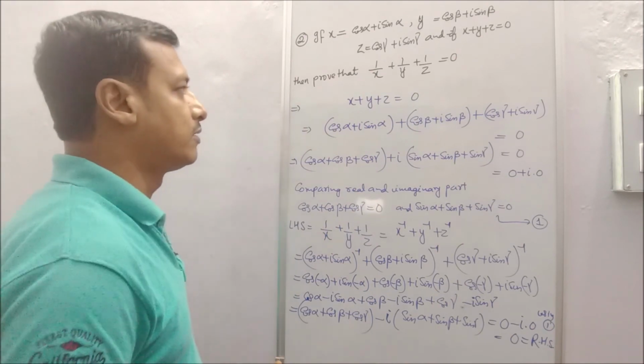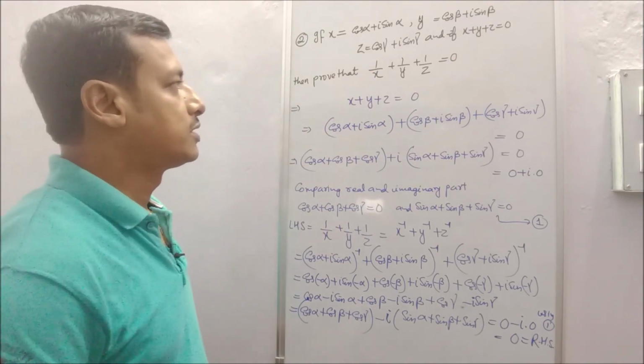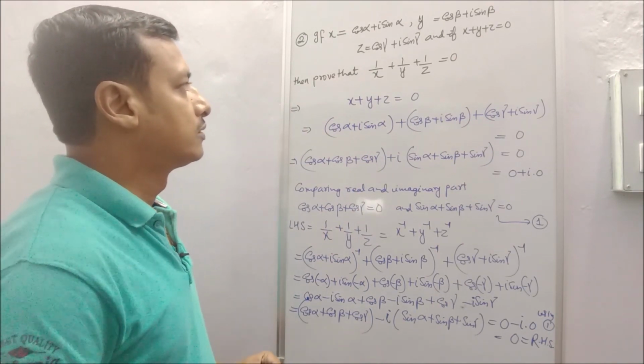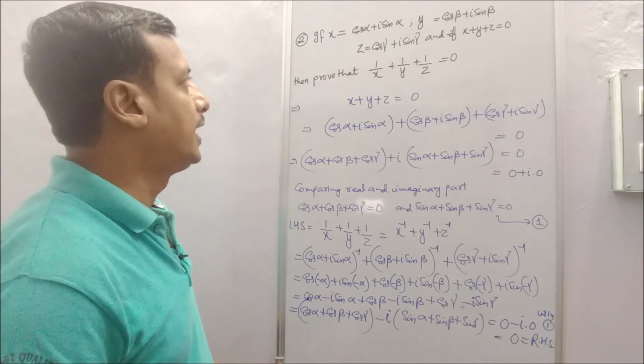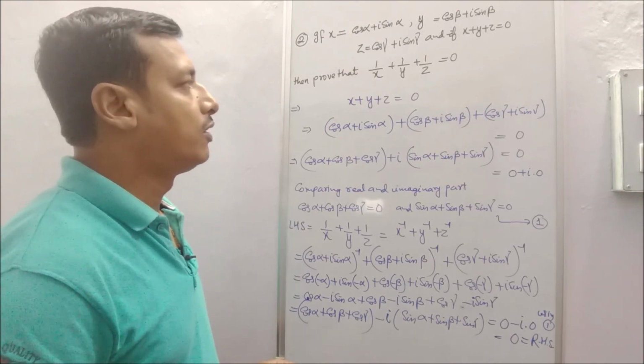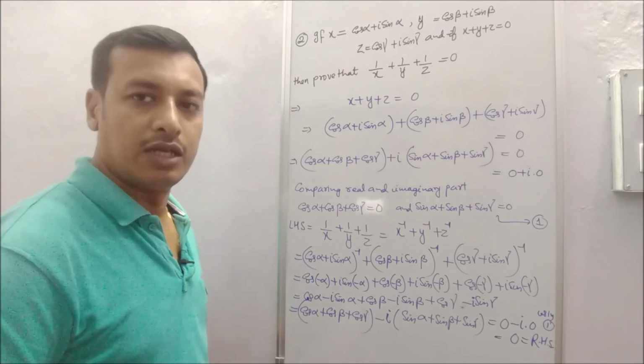So that's why it is an easy process to solve any identity or equation by using de Moivre's theorem.